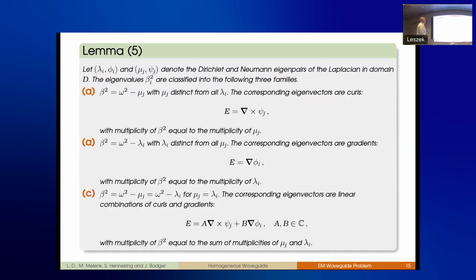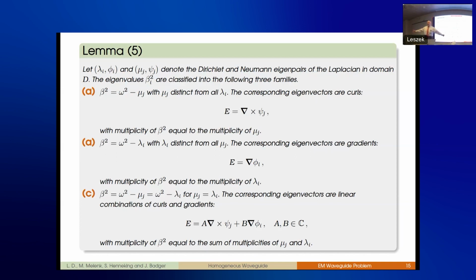And this is summarized by this lemma. If beta square is related to a Neumann eigenvalue, the eigenvectors are curls. If it's related to a Dirichlet eigenvalue problem, they're gradients. If it is related to both, if Dirichlet and Neumann eigenvalues for the Laplace are the same, then you get at least a two-dimensional eigenspace that contains both curls and gradients.